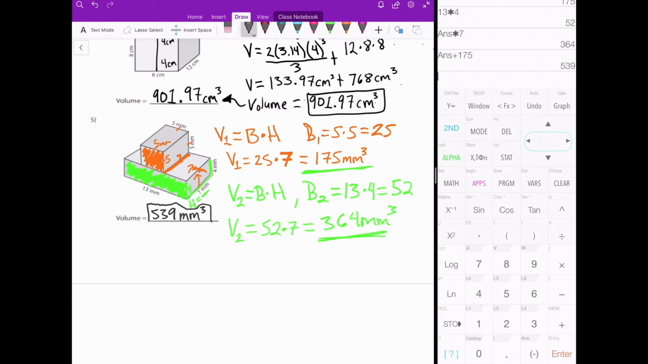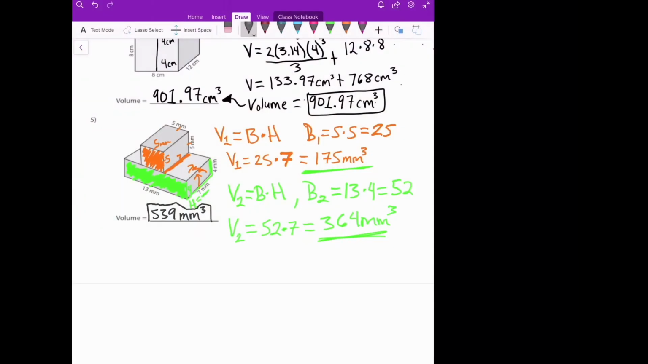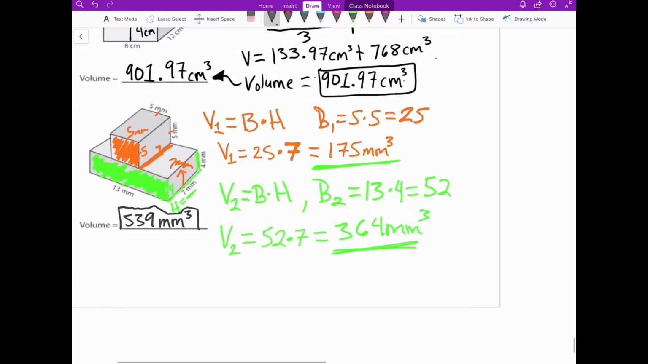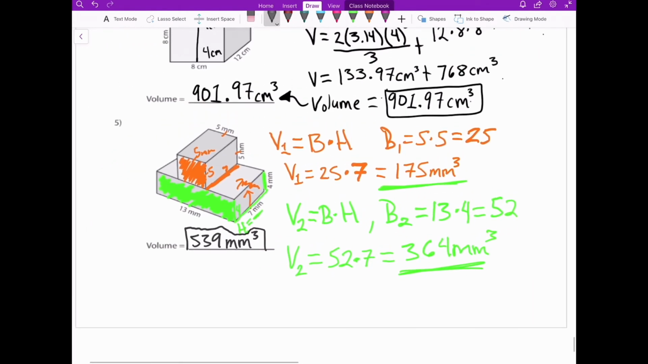All right, so that is how you do this assignment, guys. Let me get the calculator out of the way, make it full screen, widescreen, so you can see it better on your little phones.